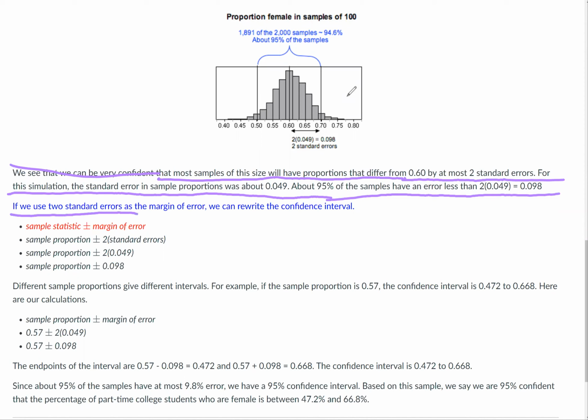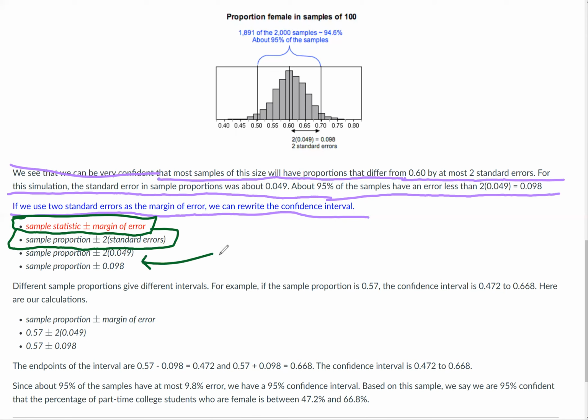If we use 2 standard errors as a margin of error, we can rewrite the confidence interval. So it'd be, as they show here, the sample statistic plus or minus the margin of error. In this case, the sample statistic is the sample proportion, and the margin of error is 2 multiplied by the standard error, as we mentioned above. The sample proportion plus or minus 2 standard errors, and the standard error is 0.049. 2 times 0.049 is 0.098, as we discussed in that paragraph above.